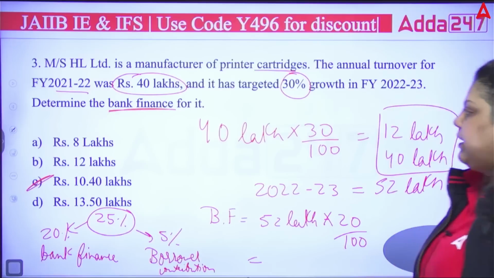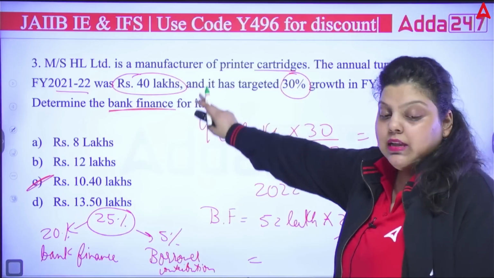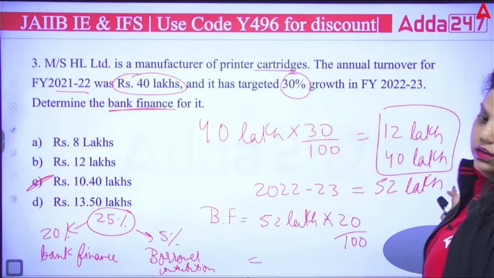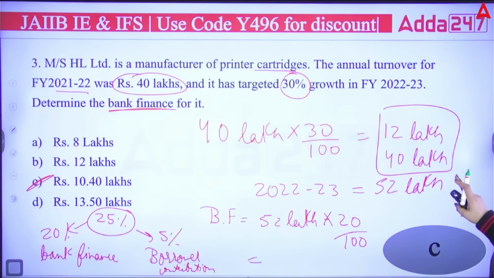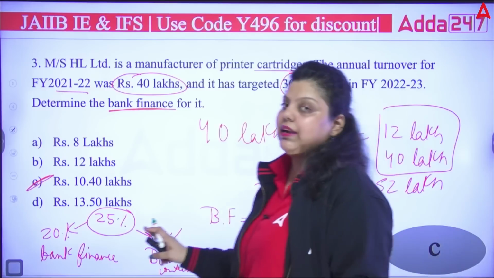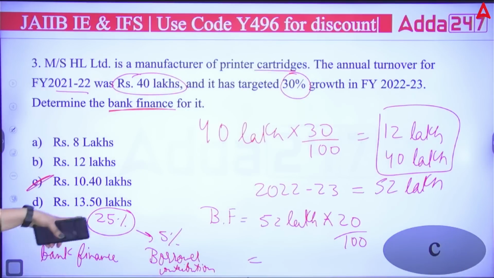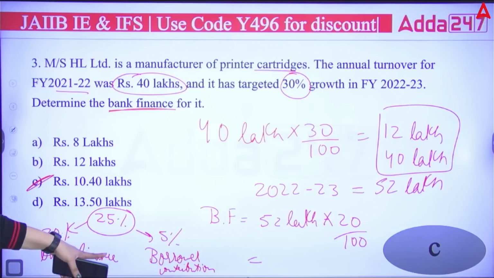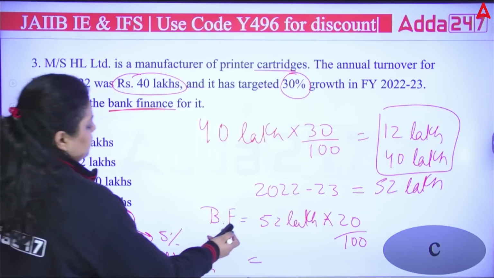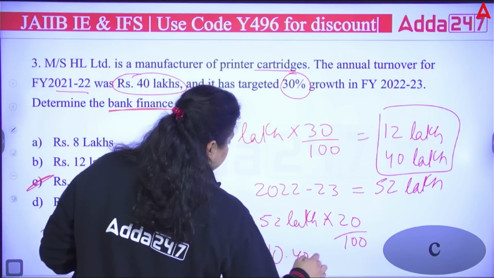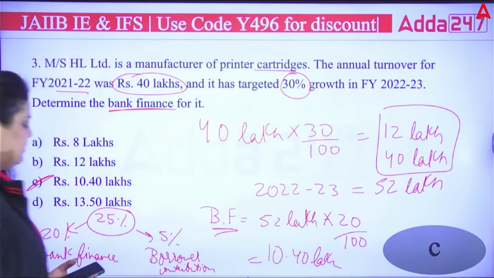So simply what we have done: our turnover is 40 lakh, and an estimated 30% growth is there. So the upcoming turnover will be 52 lakh. Of this, 25% is required as working capital, out of which 20% will be financed by the bank and 5% has to be given by the borrower. So it is a borrower contribution. So the bank finance will be 1040. Okay, the right answer is C.